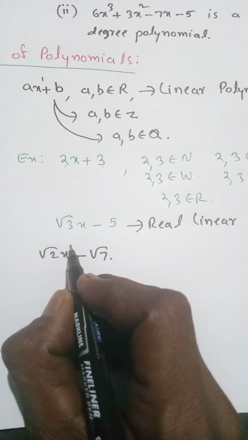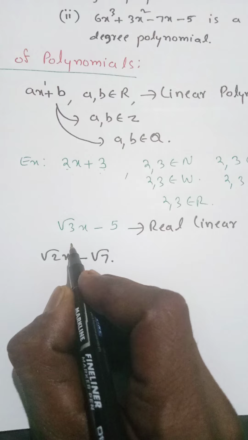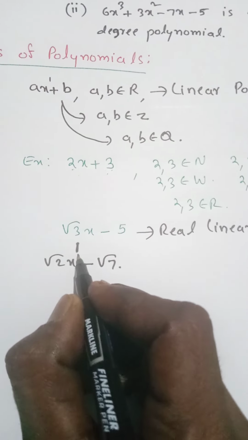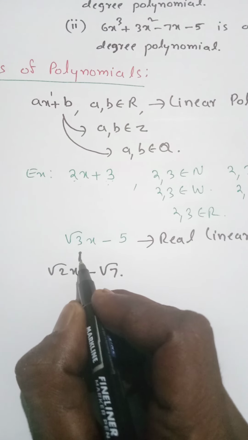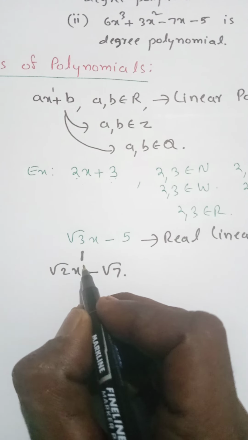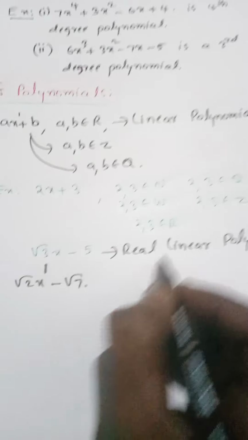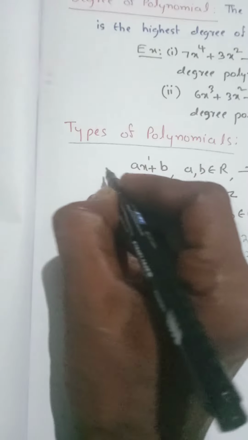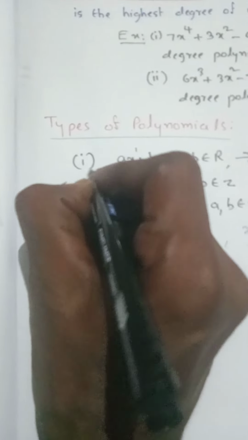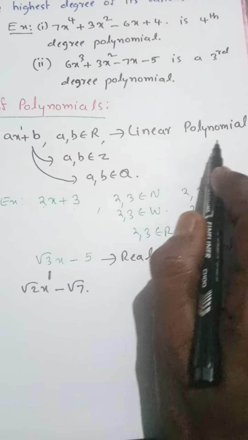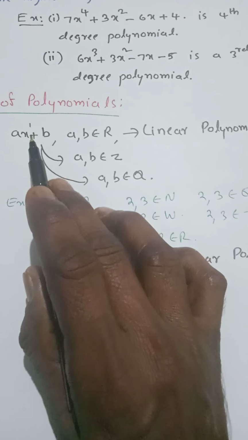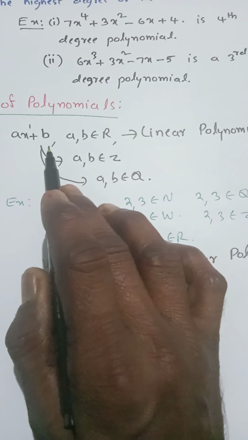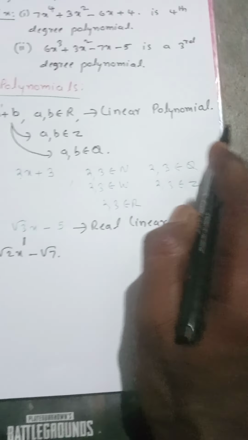Why is it a linear polynomial? Because the highest power of x is 1 only. If the power of x is 1, and it is the highest one in the polynomial, then we call it a linear polynomial. You need to remember. Now this is the first type of polynomial, whose degree is 1. Every first degree polynomial we call a linear polynomial.